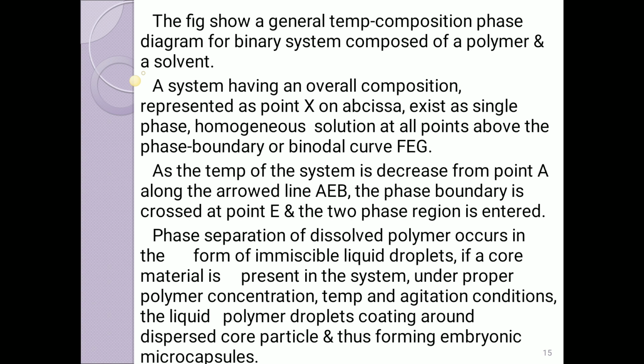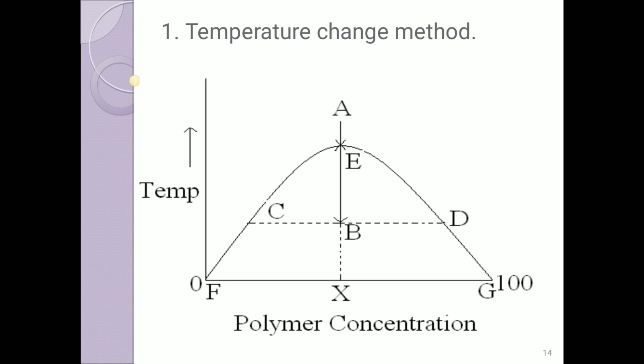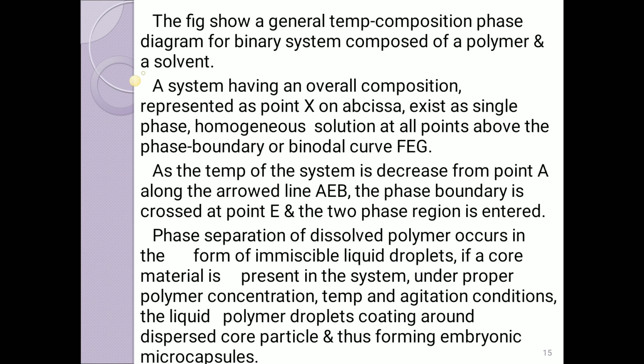It exists as a single phase. On the x-axis it is a single phase. Homogeneous solution at all the points above the phase boundary or binodial curve, that is FEG, exists as a single phase, right? On that boundary and above that, it is a one phase system.